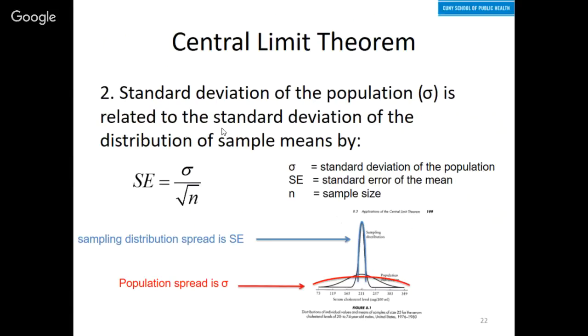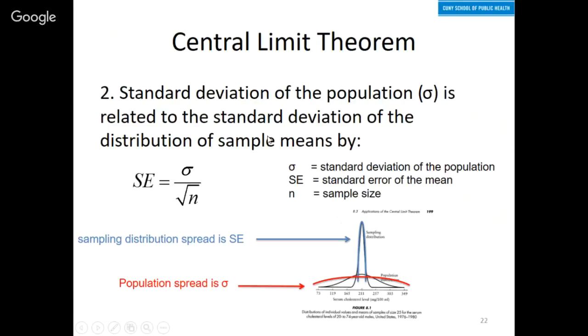So that's not too surprising. This is surprising, though, that the standard deviation of the population is related to the standard deviation of the distribution of sample means, so the sampling distribution. And I should emphasize here that this is for large samples. This is not always true, but for large samples, this is always true. The standard deviation of the sampling distribution is equal to that of the population divided by the square root of n. Very simple formula, very general, and it always holds for large samples.